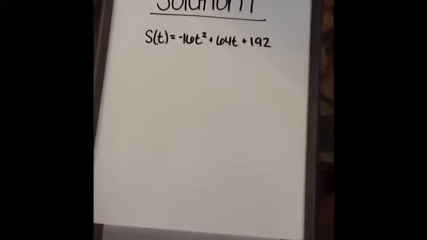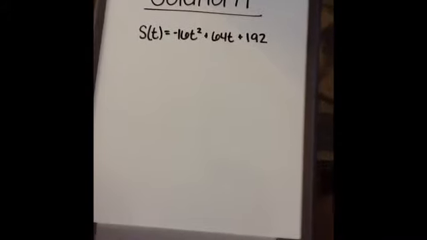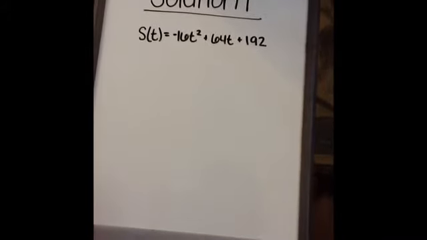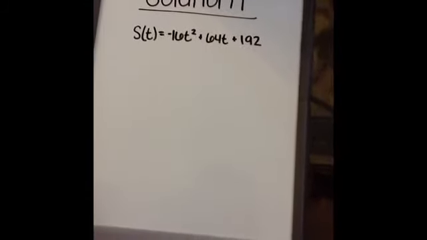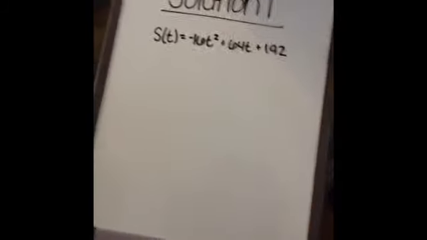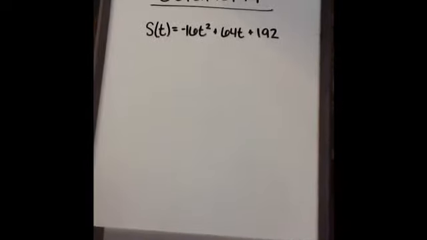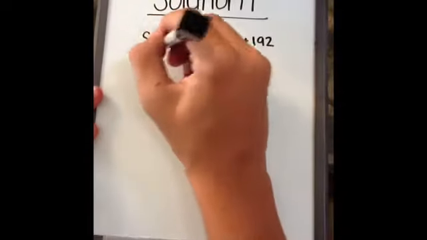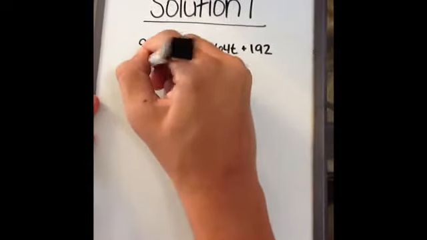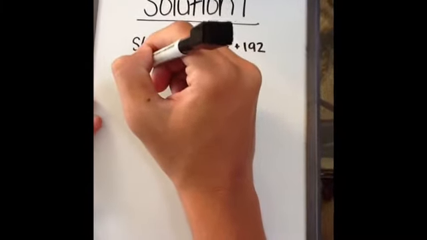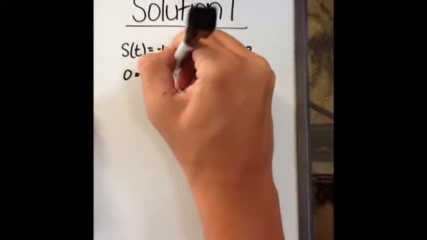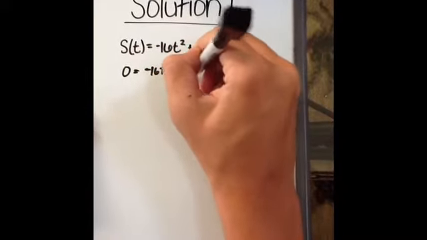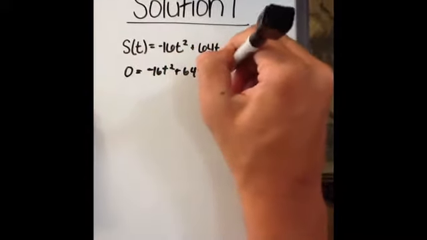Solution 1. I will first solve this problem using the equation S of t equals negative 16t squared plus 64t plus 192. Since the question asked us how long it would take for the object to hit the ground, you have to set S of t equal to 0, because that's the height of the object when it's at ground level. So 0 equals negative 16t squared plus 64t plus 192.